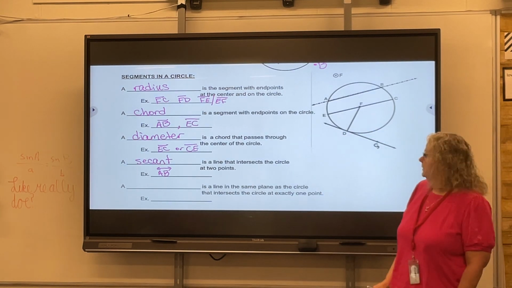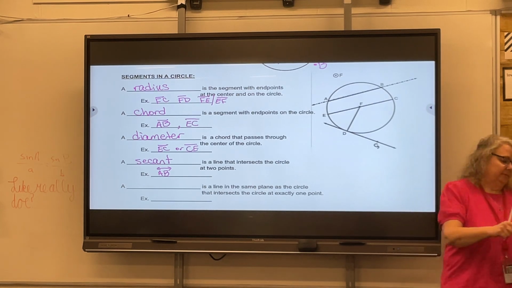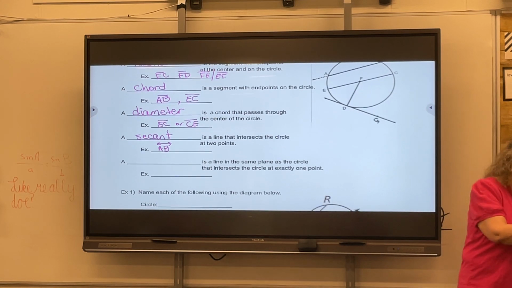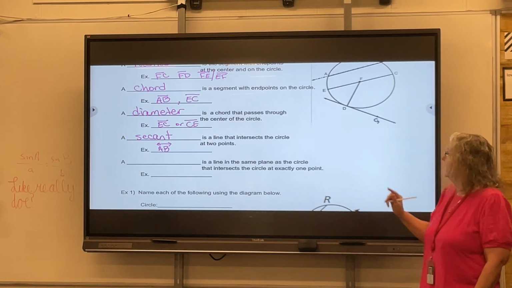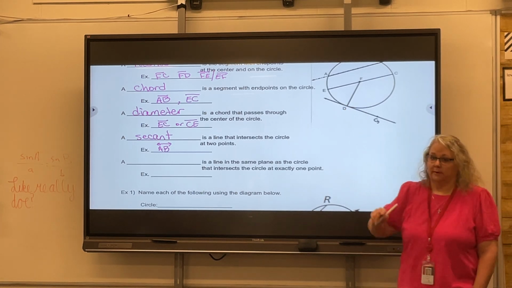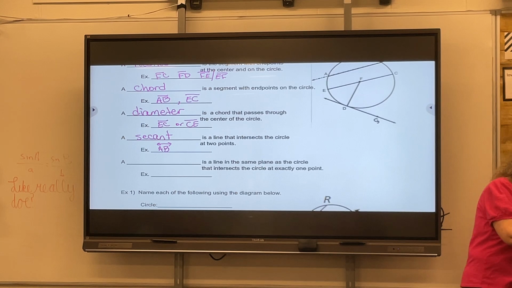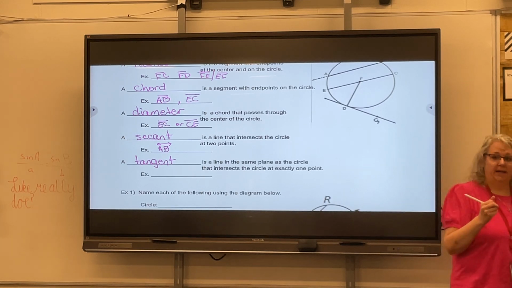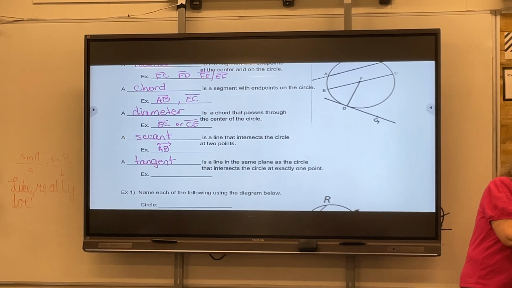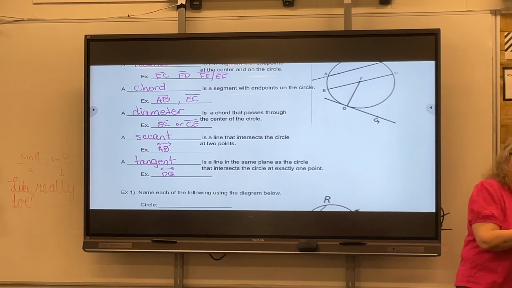And then the last one, the line in the same plane as the circle that will intersect the circle at exactly 1 point, like that one, is called a tangent. So here, my tangent line is DG. So it intersects it at only 1 point.